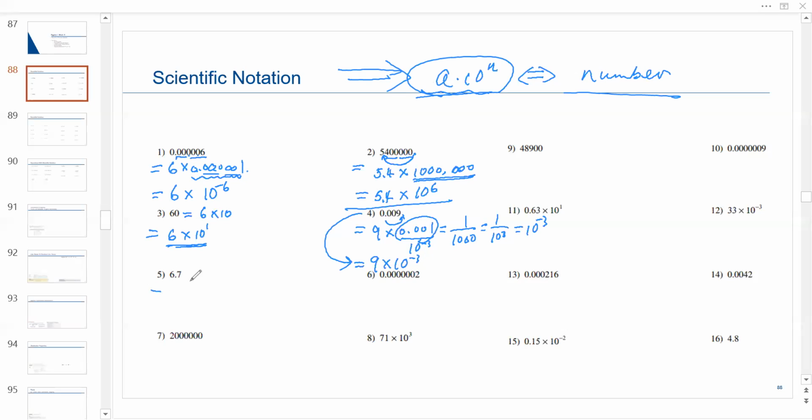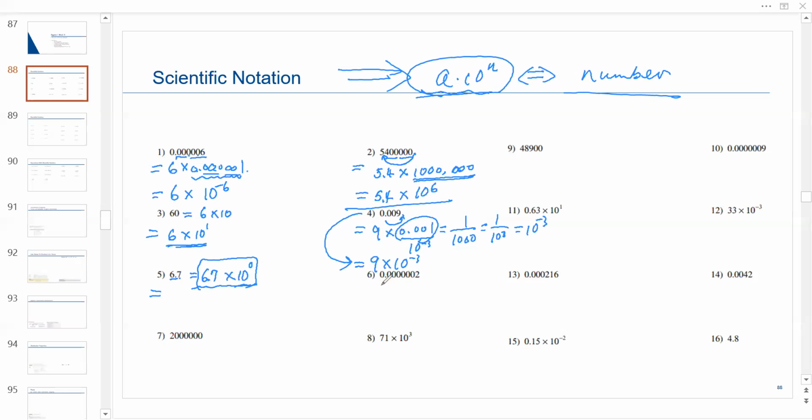So this one actually is easy because of 6.7. So actually this is equal to 6.7 times 1, right? 10 power 0 equals 1, right? So let's see. That's the answer. Let's make these kinds of decimal numbers. That's a little bit challenging sometimes.